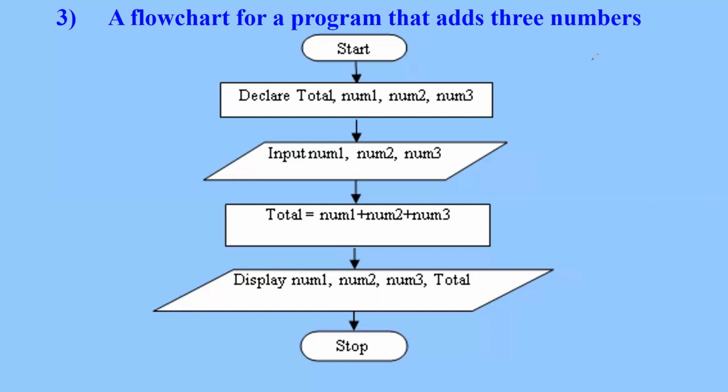So that's how we do a flowchart for a program that is supposed to prompt for 3 numbers, compute the total, and display them on the screen. Let's now look at our next program.